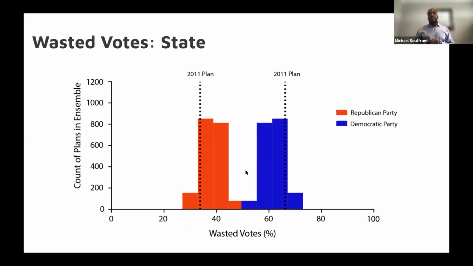Looking at the ensemble of plans, however, we start sampling higher wasted votes percentages for the Republican Party and lower wasted votes percentages for the Democratic Party, as an indication that the ensemble of plans has more fair voting outcomes.